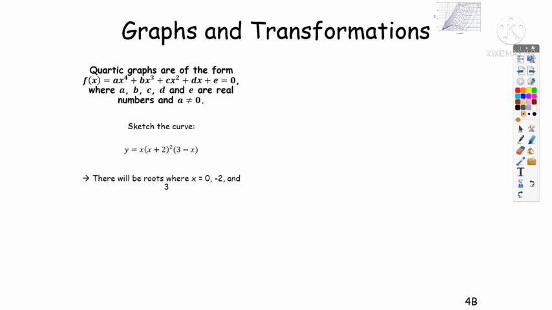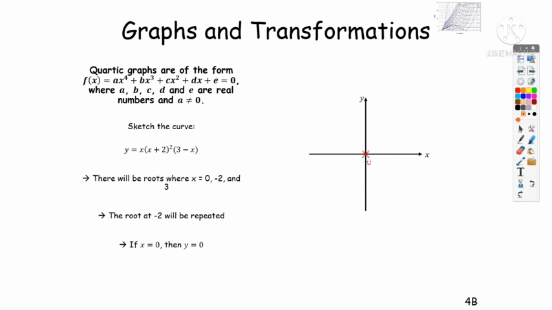So here's another one. There will be roots where x is 0, minus 2 and 3. The root at minus 2 is repeated, and if x is 0 then y is 0. So it's going through the origin, and I get this lovely curve and the repeated root at x equals minus 2 over there. Nice and simple.